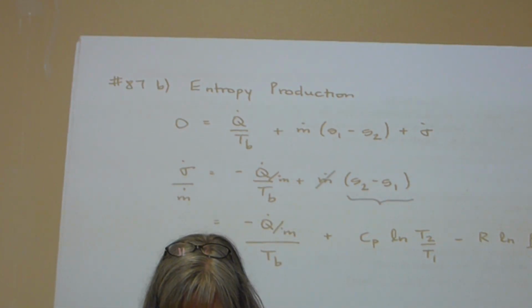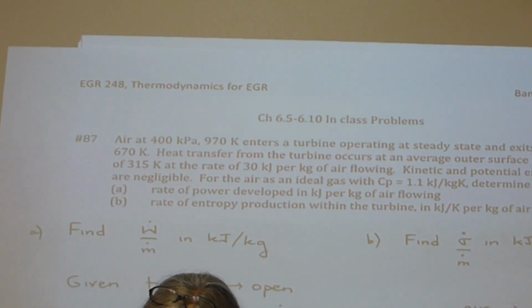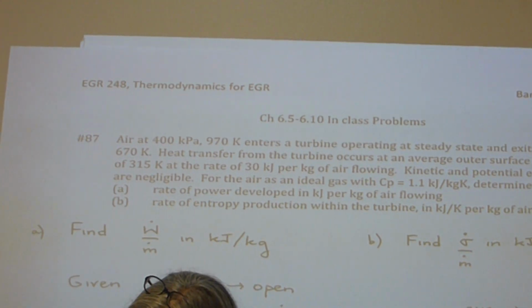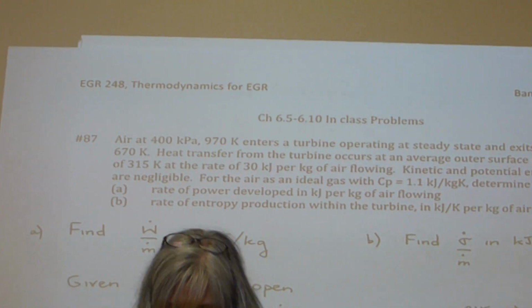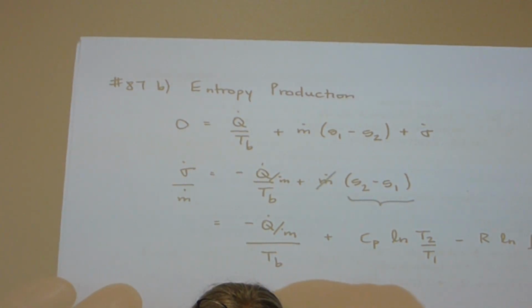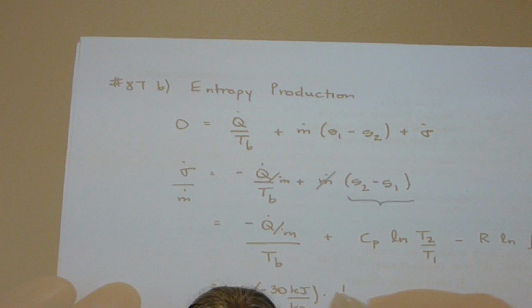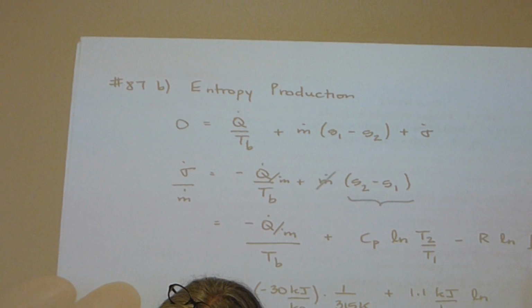Oh, I did not write down R, so I'm going to come back to our front page and write down that R is equal to 0.2870 kilojoule per kilogram Kelvin. Okay, so now I have everything. So just dropping in everything here: minus negative 30 kilojoule per kilogram, times 1 over the temperature, plus the specific heat, times ln of the ratio of the temperatures.